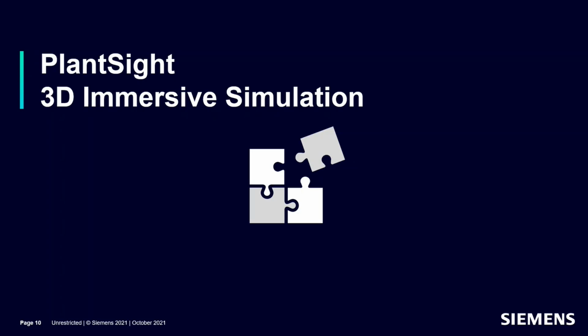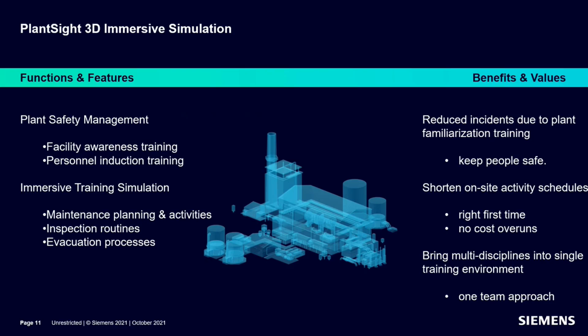So before we go and have a closer look through some demonstrations, let me just position a few positioning slides for 3D immersive simulation. If we look at the left-hand side here of function and features, the 3D immersive simulation can be used for facility awareness training, personal induction training. So that's basically where you have people who are going to go onto your plant. They may not be permanently located at the plant, and therefore you need to do some form of induction training.